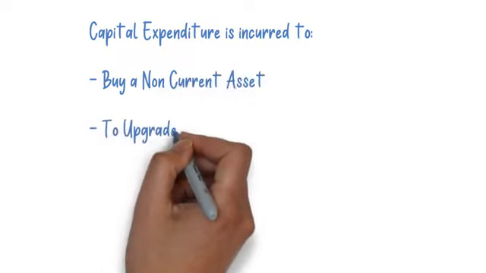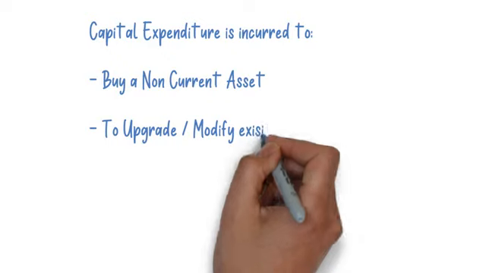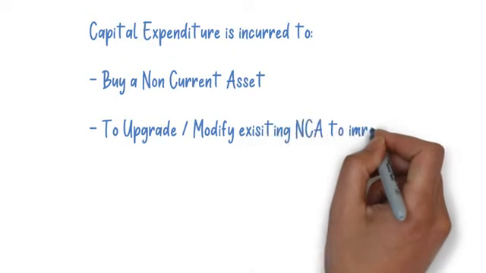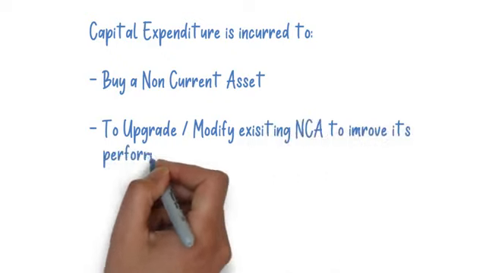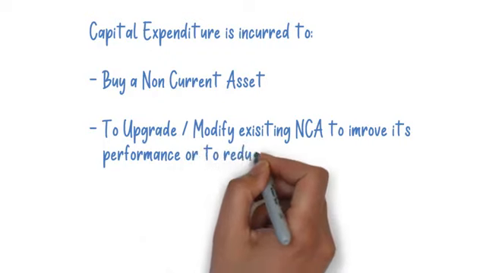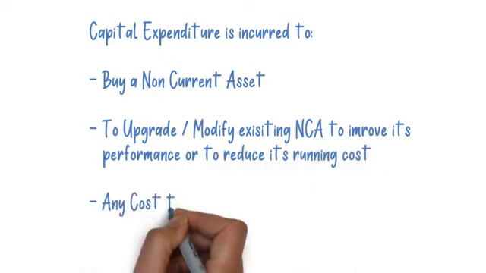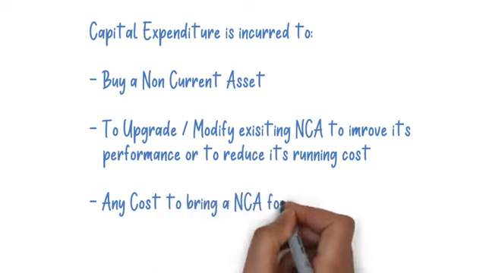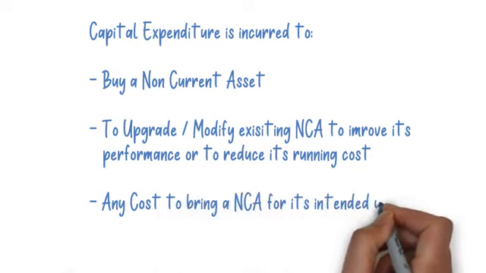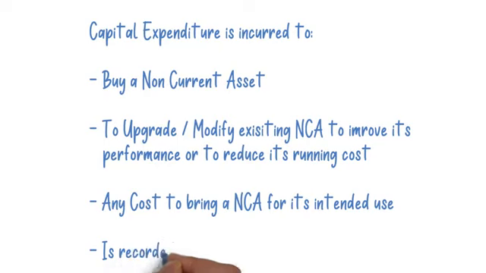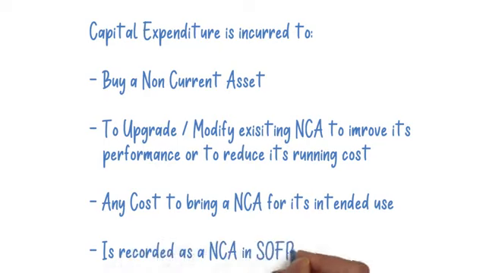As you may be aware, any asset that has more than 1 year life is a non-current asset and it has a permanent nature. And any expenditure to upgrade or modify that asset so as to improve its performance or to reduce its running cost. For example, I am upgrading my PC, I am upgrading its memory or hard drive. This is a capital expenditure. Or maybe putting on a turbo engine in my vehicle. This is also a capital expenditure.